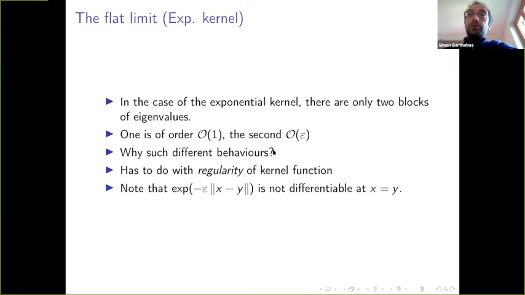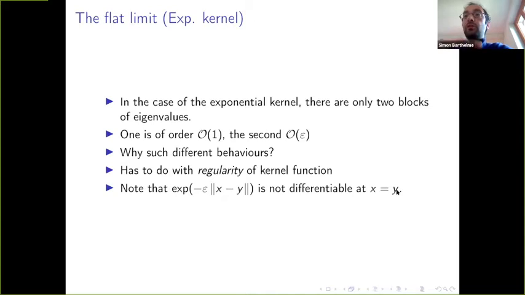So this is quite different from the Gaussian kernel. It gives you a matrix that's much better behaved numerically, because it is orders of magnitude better than the Gaussian kernel. What's going on is actually related to the regularity of the kernel function. The exponential of minus epsilon times the norm of x minus y is not differentiable at x equals y. It's a question of differentiability.